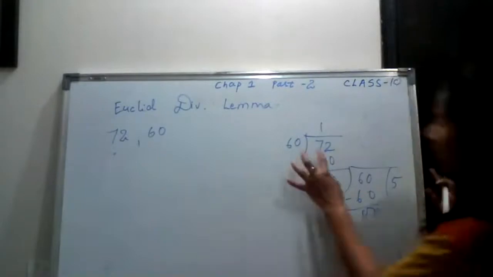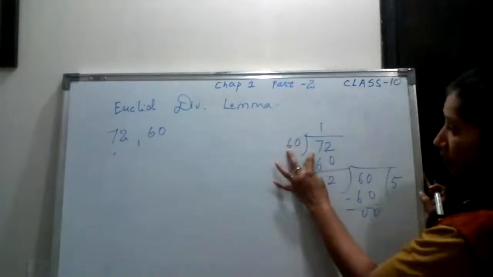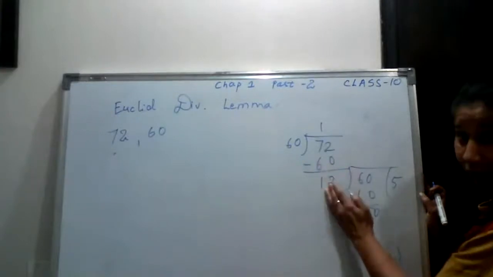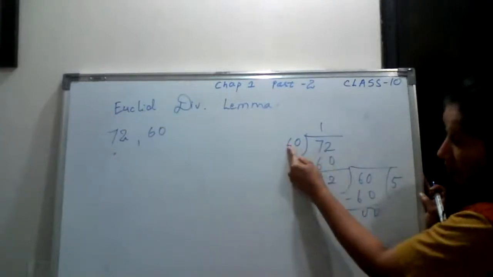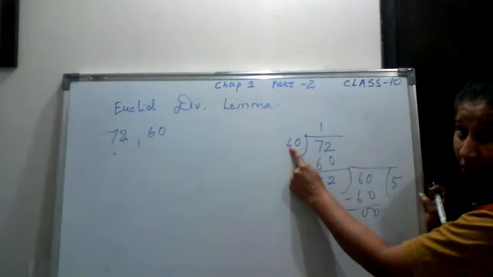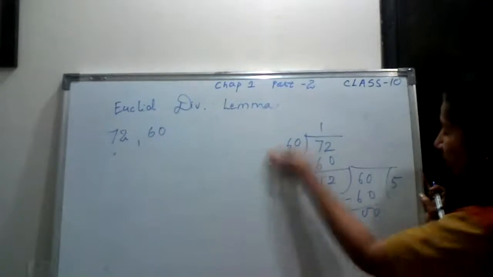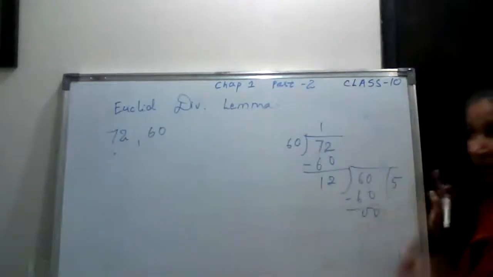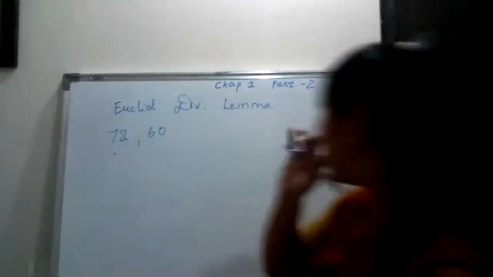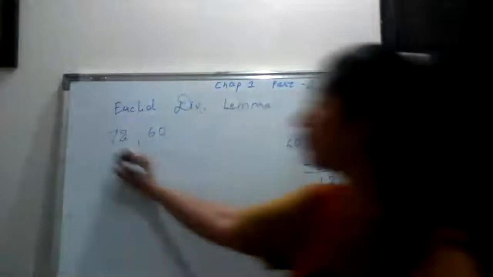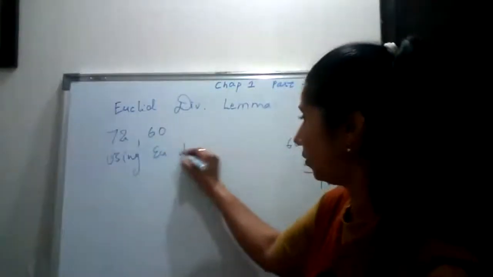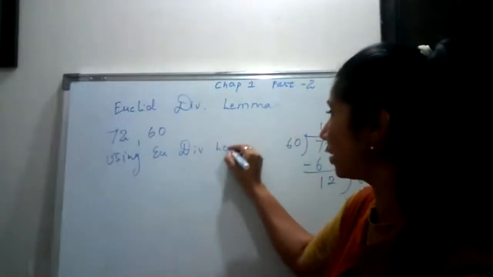What you used to do here: you take the bigger number, divide it by the smaller number. Whatever remainder you get, that number will divide the divisor of the previous step. So the divisor of the previous step becomes the dividend here. And we continue this division till we get 0. Here we got 0. So how will we write this using Euclid's division lemma? You have to write it in full form.